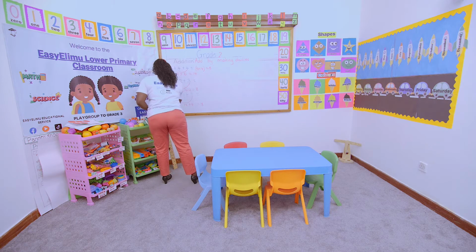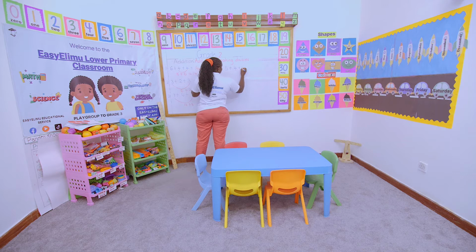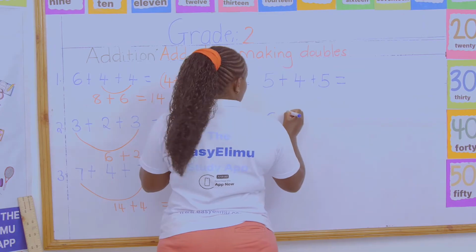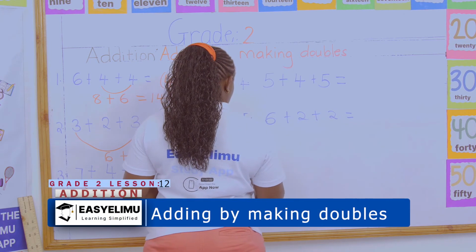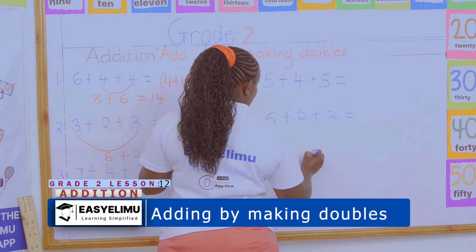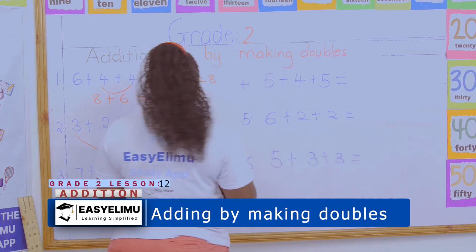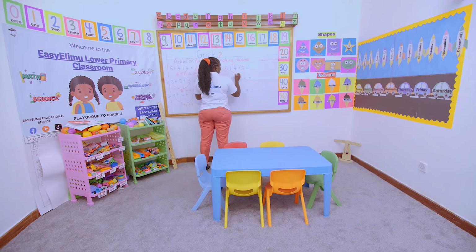What if we have these numbers like this? This is a 5 plus a 4 plus a 5. Then we have another one here, a 6 plus a 2 plus a 2. Then the other one says a 5 plus a 3 plus a 3. What do we get? Let's see. So what are the doubles in this question? The doubles here are 5 and a 5.